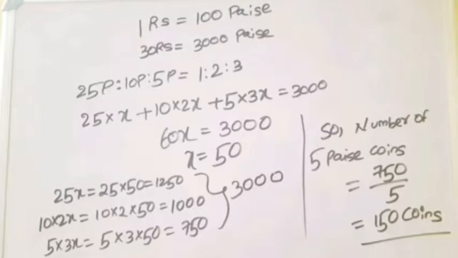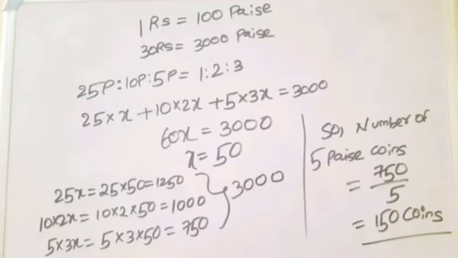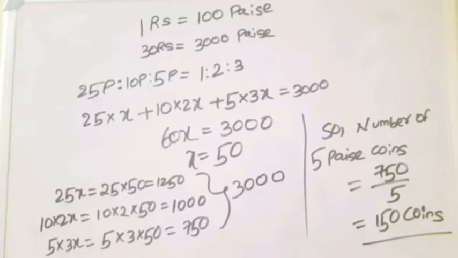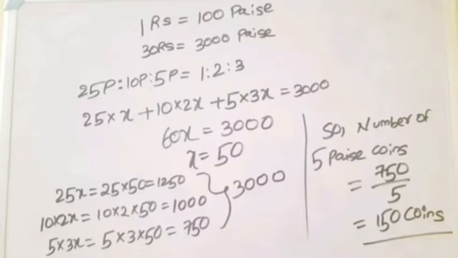So simply substitute the x value in the above equation. So we get 25x and the remaining parts also. So let's verify whether it's going to be 3000 paisa or not. So 1250 and 1000 and 750 is going to be 3000 paisa. So the process we did is correct. So for the number of 5 paisa coins in this bag, we have to divide 750 by 5 because it is 5 paisa. Okay, so the answer is how many coins are there in the bag of 5 paisa?